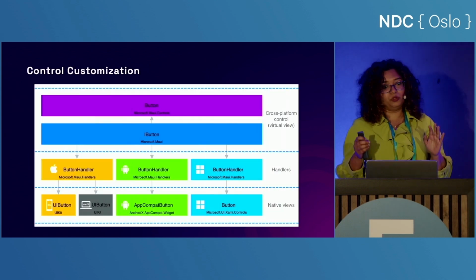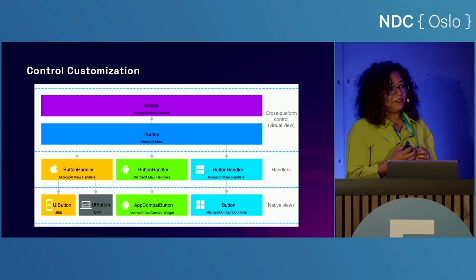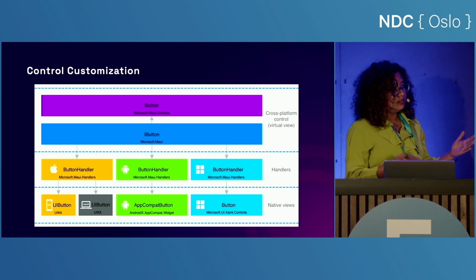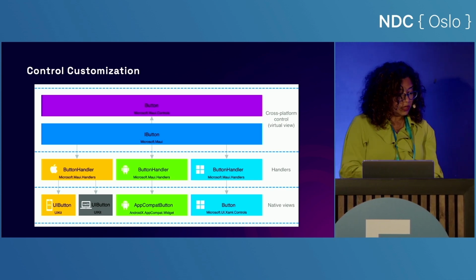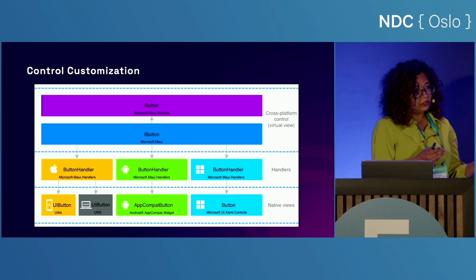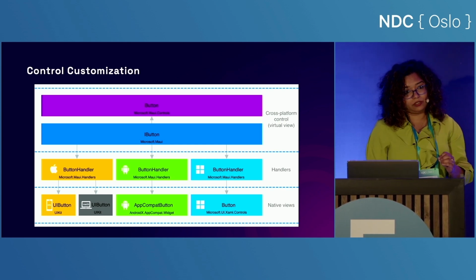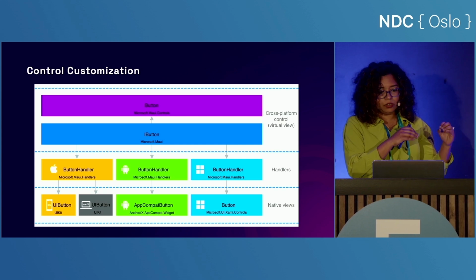Quick overview for those who don't know what .NET MAUI is. It's an SDK that lets you write cross-platform code. You write your code once, and you get apps for iOS, Android, Mac Catalyst, and Windows Desktop. Within that, you're dealing with a lot of different controls, and today I'm going to talk about how easy it is to customize those controls in .NET MAUI.